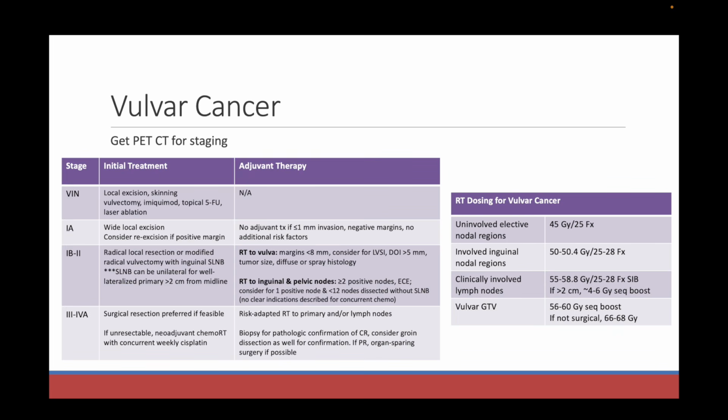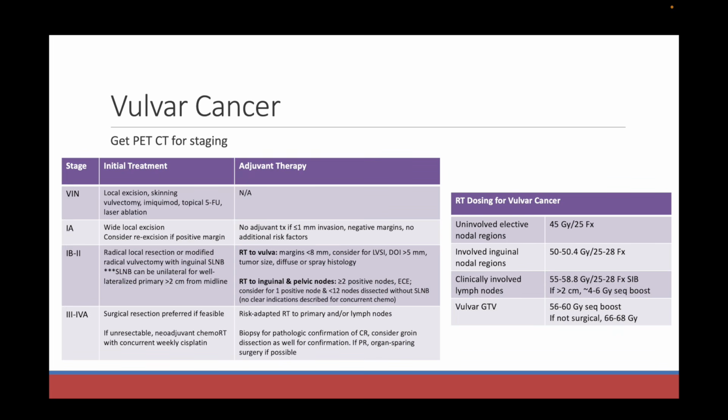The last slide that I have is for vulvar cancer. Vulvar cancer is fairly rare, but remember when we stage vulvar cancer, we want to get a PET CT. Early stage vulvar cancer can be a candidate for resection, and we do wide local excision for stage 1A vulvar cancer. For more advanced vulvar cancer, they need a radical vulvectomy and inguinal sentinel lymph node biopsy with completion dissection for patients that have macroscopic lymphadenopathy on sentinel lymph node biopsy.